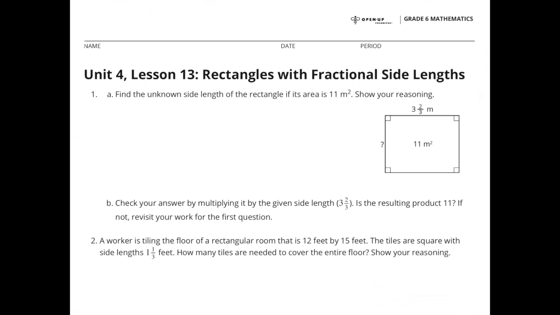Congratulations! You have completed Unit 4, Lesson 13, Rectangles with Fractional Side Lengths.